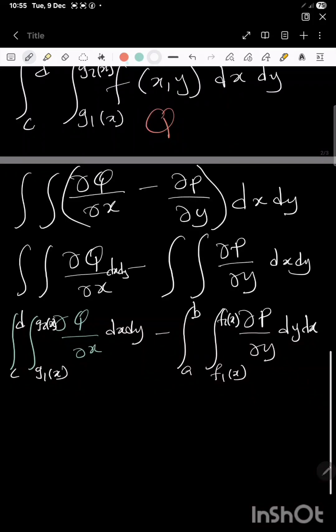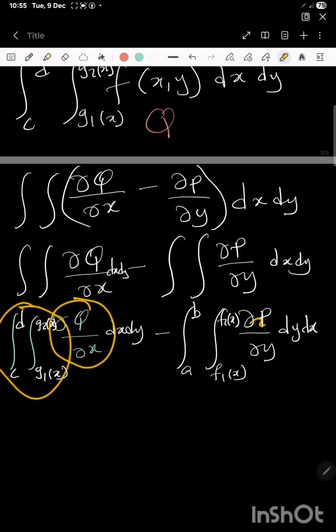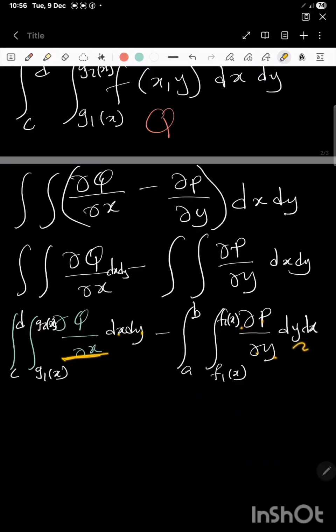Now, after you've written those two limits for both the function p and the function q, you now have your function q with its limits. You also have the function p with its limit. So what remains is to integrate. Here you are integrating q with respect to x dy, and here you are integrating p with respect to y, in that order.